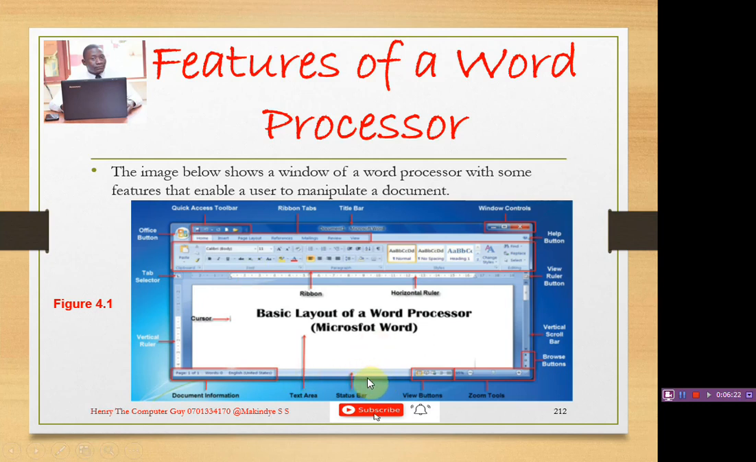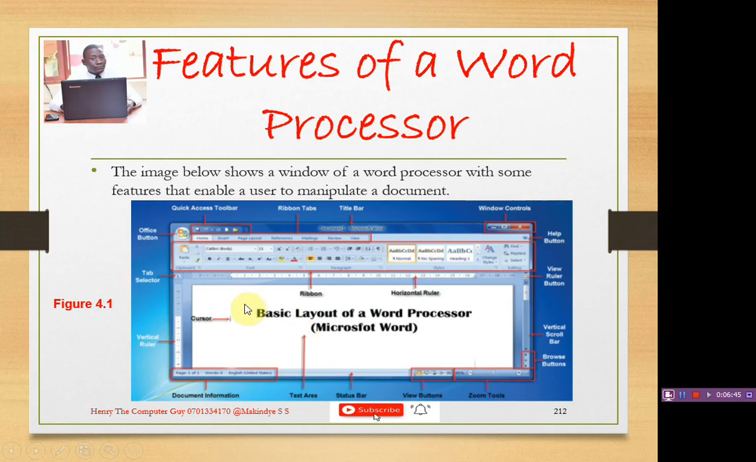Then down here we have what we call the status bar, and this displays the position of the insertion point and working mode buttons. So this, for example, can even show you the number of pages you're having, the words you're having, and all these are located on what we call the status bar.